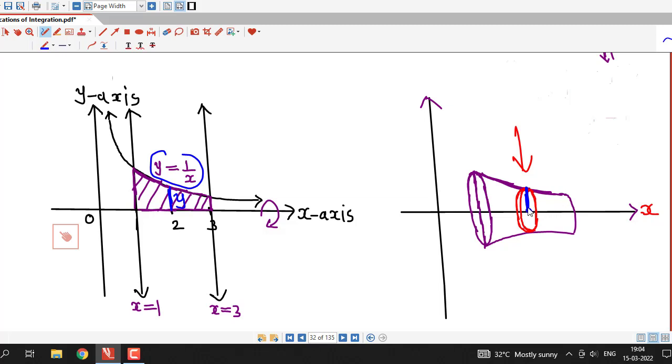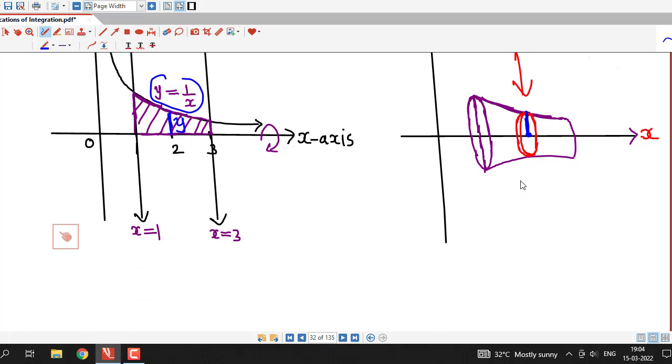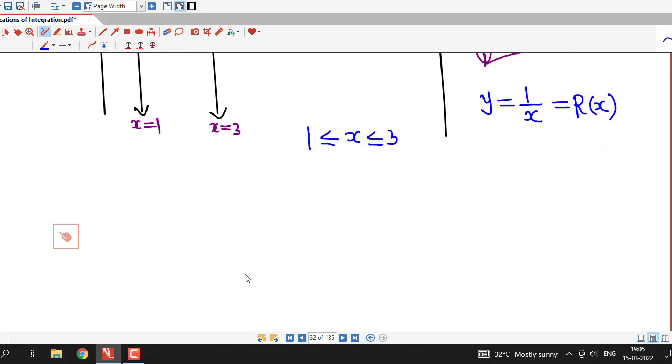So now it is clear that if we consider the cross section of this solid, we will obtain a circular disc of this type, and the radius of this circular disc is y, which is given by 1 by x. We can write this as a function of x also, and we are rotating this region from x equal to 1 to x equal to 3. So the limits of integration will be from x equal to 1 to x equal to 3. So now things are easy.